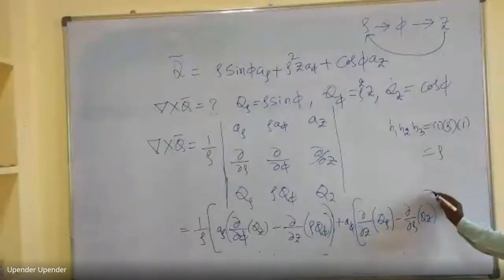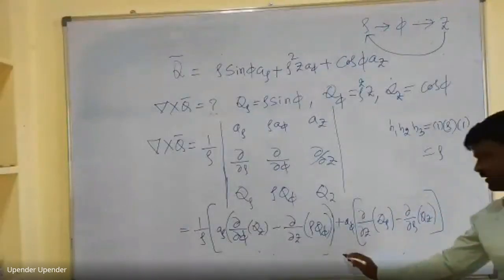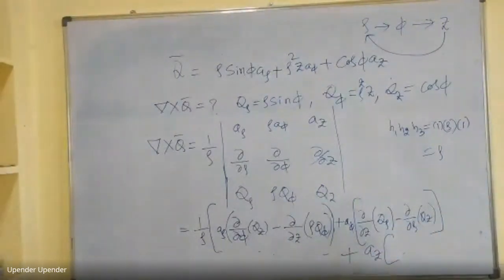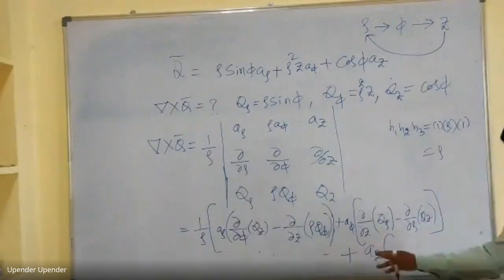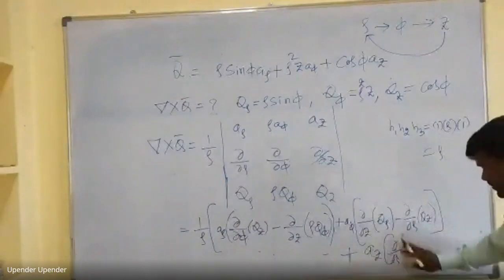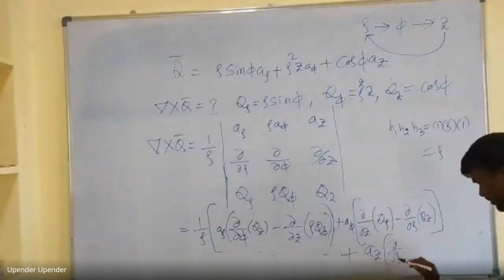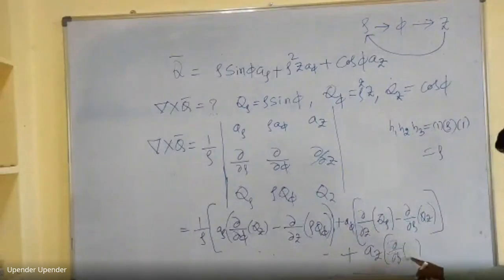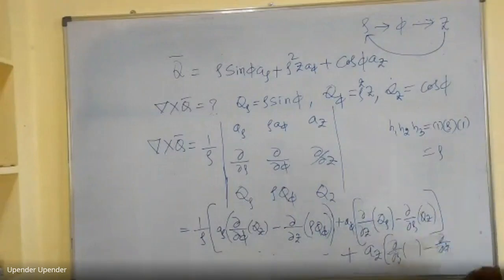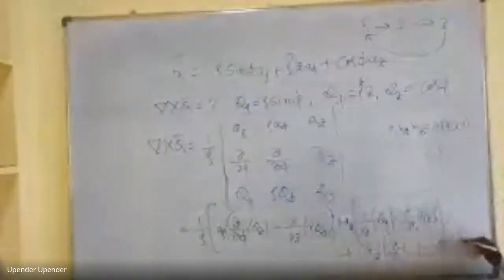Now the last one, that is az. I am writing here only. Is it visible? Az. After z, listen carefully. After z, I need to go for rho, that is dou by dou rho of something. Of course, it is the phi component. After z, rho, next I need to go for phi, that is dou by dou phi. And here write down the rho component, that is q rho.